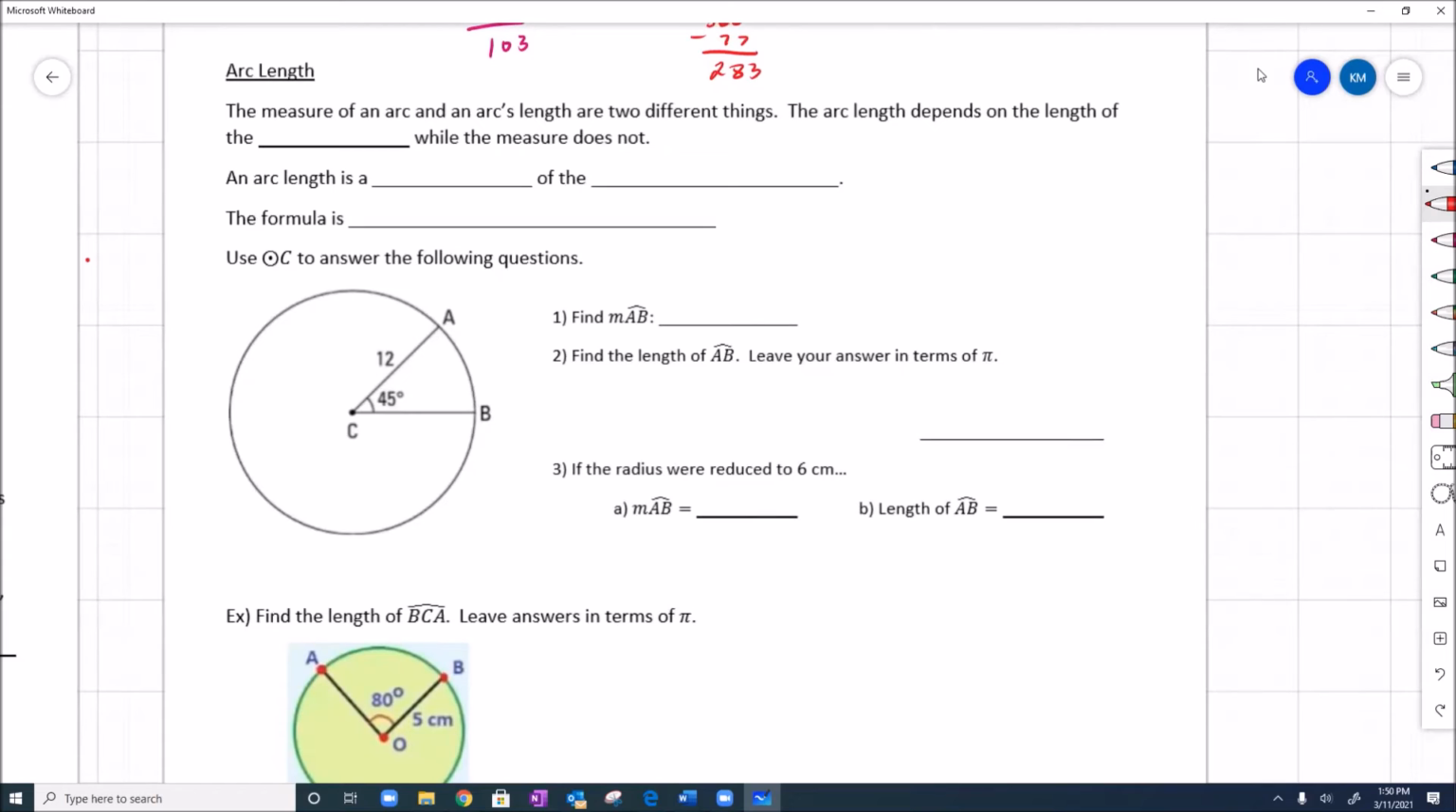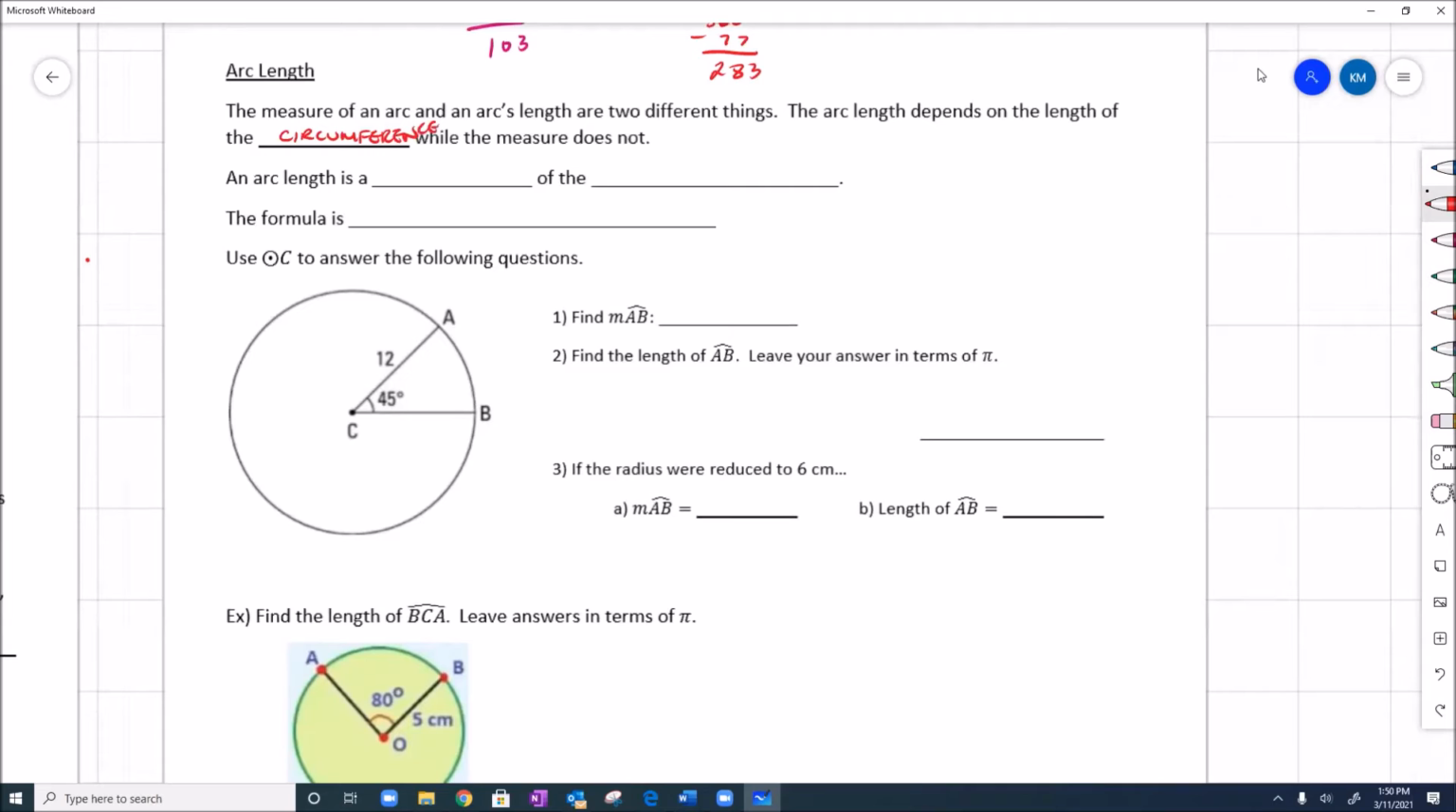Now we're going to talk about arc length. Okay. The measure of an arc and an arc's length are two different things. The arc length depends on the length of the radius, while the measure does not, or circumference, however you want to think about it.